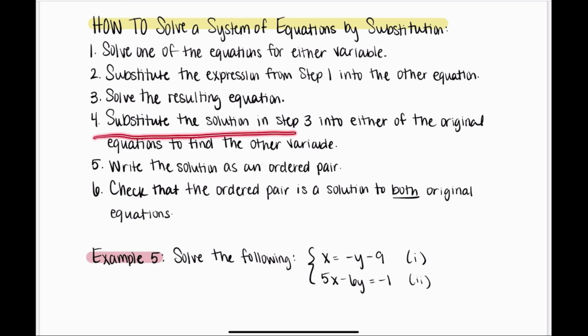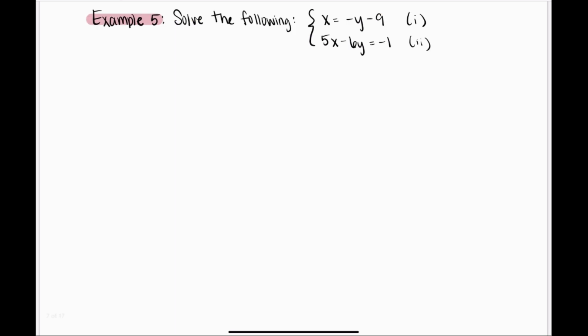Step 4. Substitute the solution from step 3 into either of the original equations to find the value of the other variable. Step 5. Write the solution as an ordered pair, (x, y). This gives you the values of both x and y. Step 6. Finally, check the solution by substituting the values of x and y into both original equations to ensure they satisfy both. Let's apply this method to example 5.